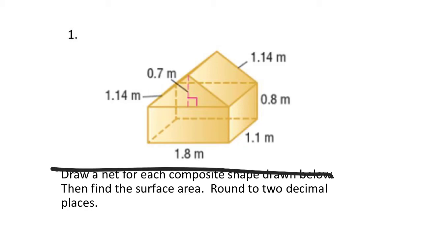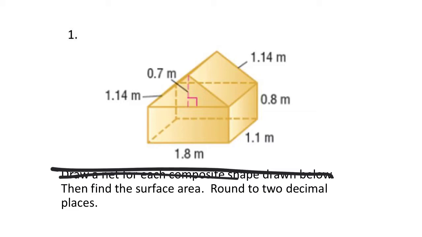All right, so it says draw a net for the composite shape below. I'm not going to do that. But I am going to find the surface area. We're down to 2 decimal places if it's needed, although it may not be needed because of these. We're not really using pi in this case, but we could. Let's find out.